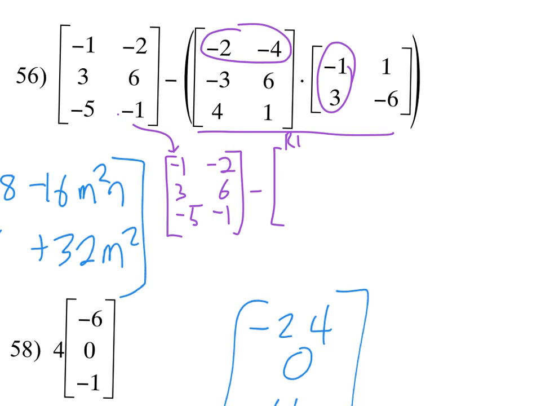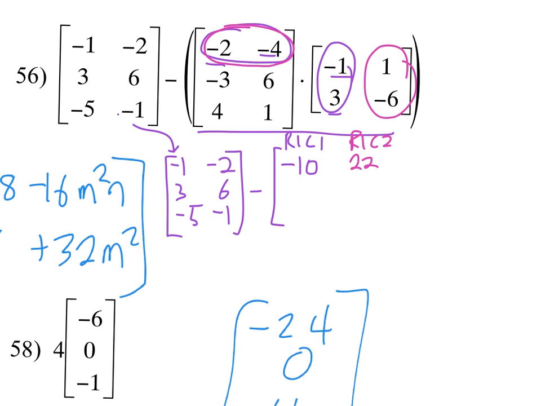So row 1, column 1, negative 2 times negative 1 is 2. Negative 4 times 3 is negative 12. 2 plus negative 12 is going to be negative 10. Okay, then I'm going to do, let's change colors slightly, row 1, column 2. And for that, I'm going to have negative 2 times negative 1 is negative 2. Negative 4 times negative 6 is positive 24. Negative 2 plus positive 24 is going to be 22.